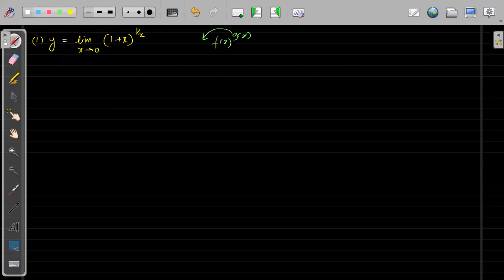So y is equal to limit of x tends to 0, 1 plus x to the power 1 by x. Do you want to solve or should I solve? Is anybody still trying?